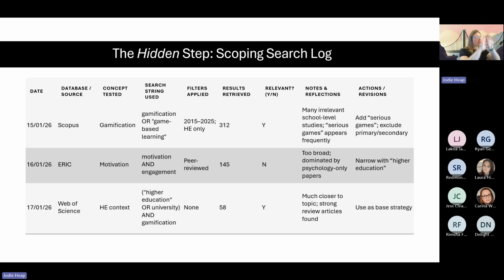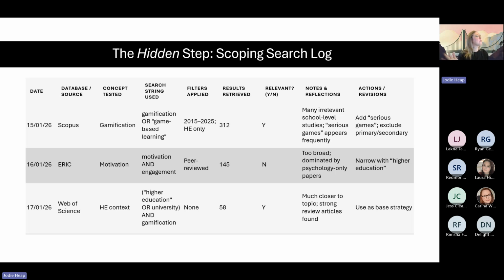Okay, this I call the hidden step because it's not really written up in the systematic review process or the literature review process more generally. When we get to doing our write-up of our systematic review, we will just say, and here's the search string that I did. And you think, right, but how did you get there?